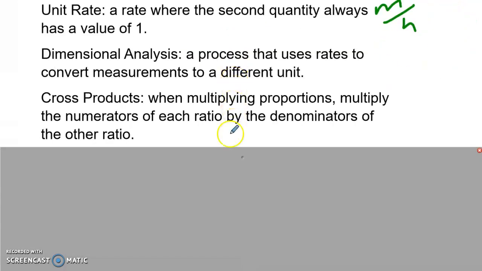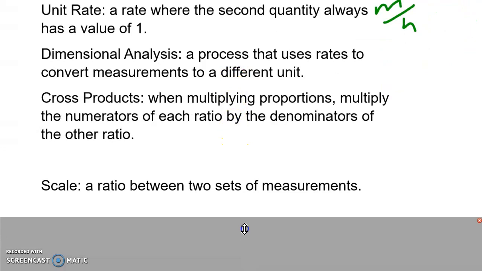Dimensional analysis is just a process that uses rates to convert measurements to a different unit. You can think of those as gallons to liters, or Celsius to Fahrenheit, inches to millimeters, centimeters to millimeters. You're just going to be converting measurements.